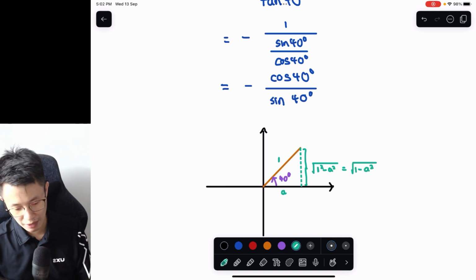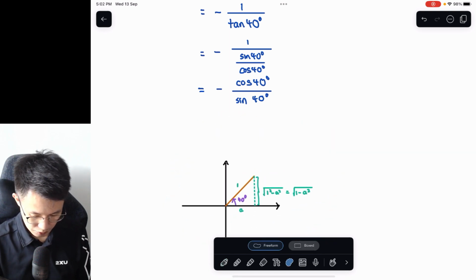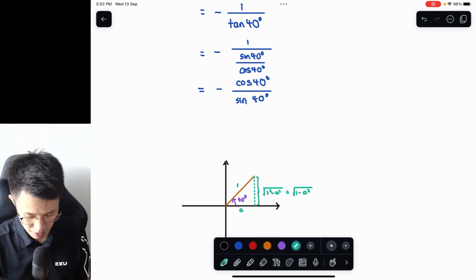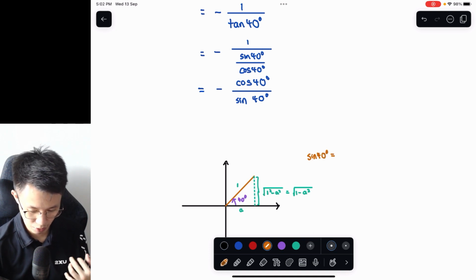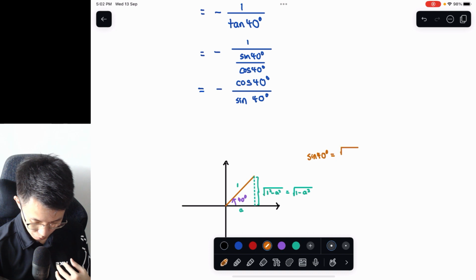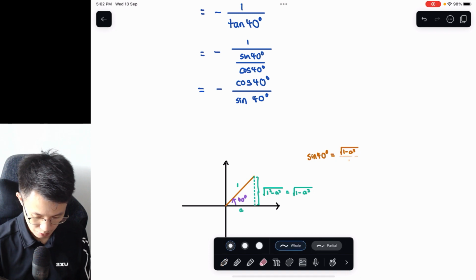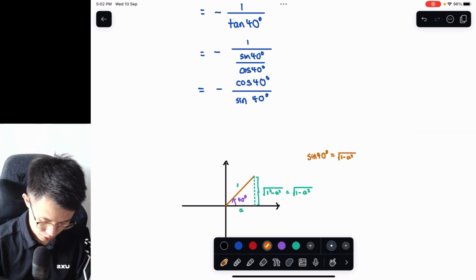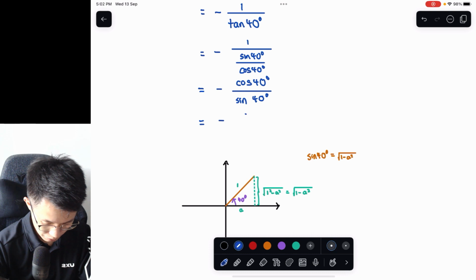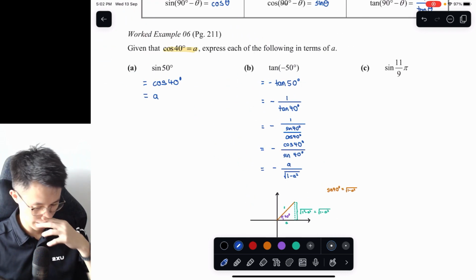So this is one way to derive this part, and with that we have the opposite in terms of sine 40, because sine 40 will naturally just be sine of 40 degrees. It will simply be the opposite, which is the square root of 1 minus A squared, divided by 1. But if you divide by 1, it is simply this value here. So the answer here is just simply negative A divided by the square root of 1 minus A squared. So that's for tangent 50 degrees.